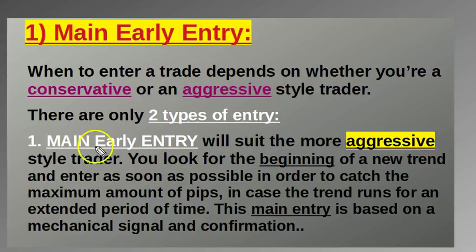So for this type of entry, the main early entry, you're looking for the beginning of a new trend, and you want to enter as soon as possible in order to catch the maximum amount of pips in case the trend runs for an extended period of time, right? How often have you seen a trend start and just keeps on going and going and going for 300, 400, 500 pips or more? Well, that's what we talk about when we talk about the main early entry, getting in as soon as possible and riding the trend.